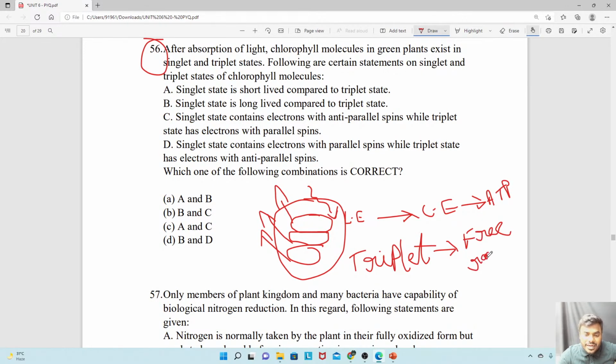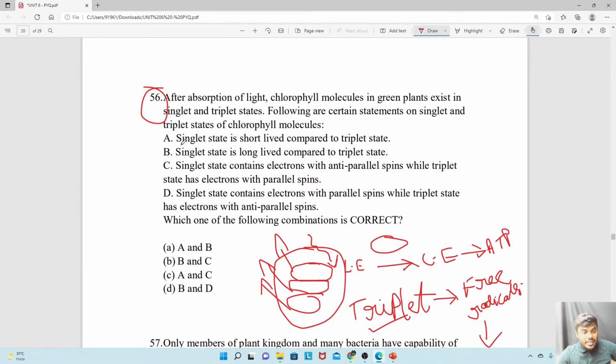What is it going to activate? It is going to activate the free radicals. Never ever forget the point. What will the free radicals do? They will inhibit the entire photosynthetic machinery. So when compared to the single chlorophyll, the triplet has the greater lifespan, always remember. So the single state is short lived compared to the triplet state. This statement is a right statement.